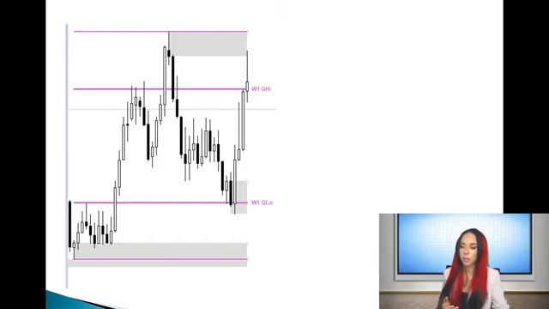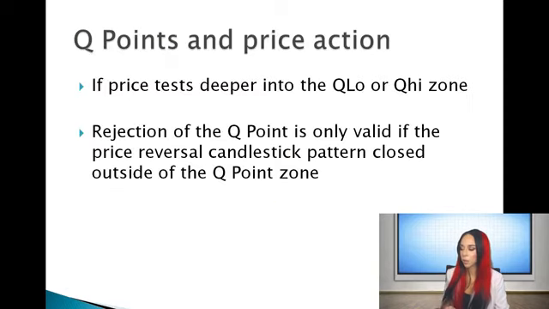So, for example, this Q low here, you can see it there. It could be that the price may just ever so slightly touch it before creating a reversal pattern. Then another time, it's going to go all the way deep into the Q low and then start creating a reversal pattern inside the Q point. But there is one slight distinction when it comes to Q point areas, which is a rule that can also be applied to supply and demand zones too.